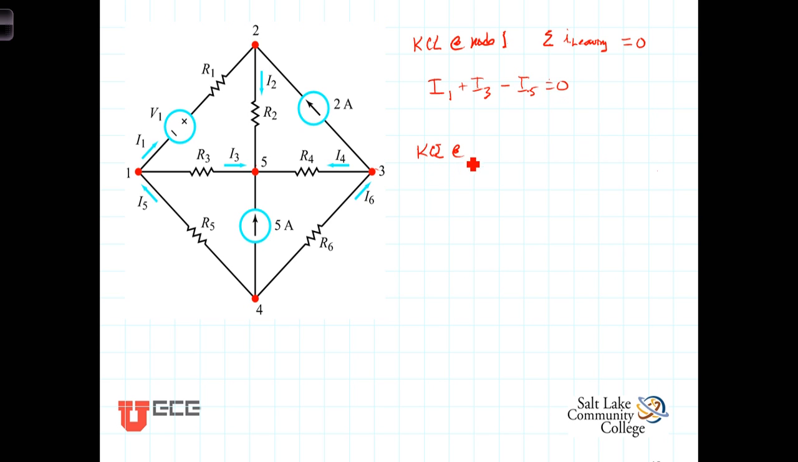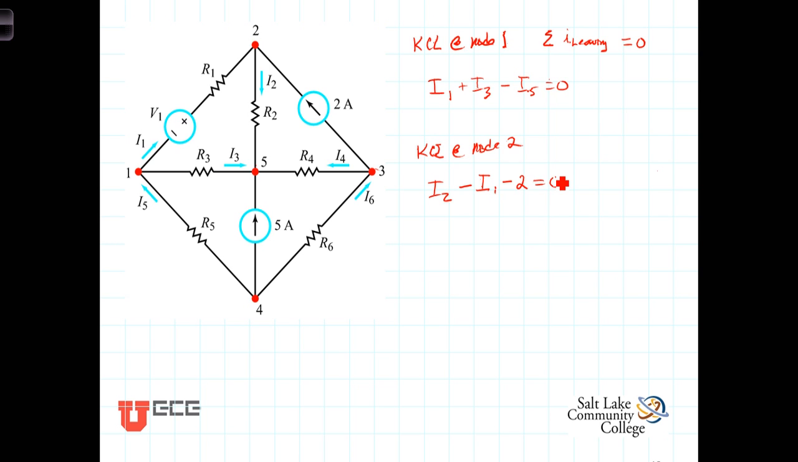Similarly, let's write a KCL equation at node 2. Again, summing the currents leaving. I2 is defined as leaving. Notice that I1, which was leaving node 1, is defined entering node 2. So because it's entering node 2, we'll subtract it, because entering is a negative, just like house guests. So we have I2 leaving, I2 minus I1 minus this current right here, which we're told is 2 amps. So minus 2 amps. The sum of those currents must equal 0.